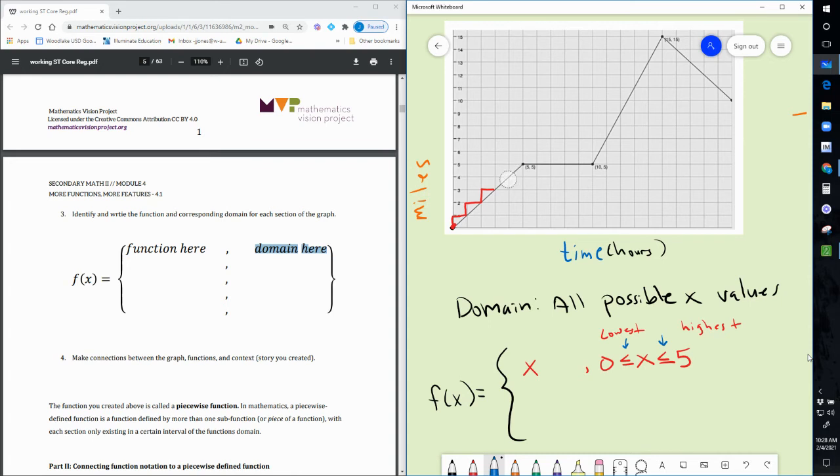So you guys should have learned that last year in IM1, that if you have closed dots, it means it's included. And if it's an open dot, it means it's not included, right?